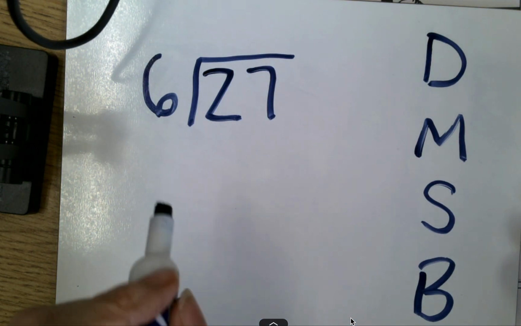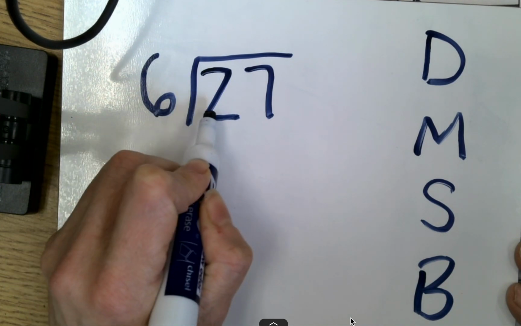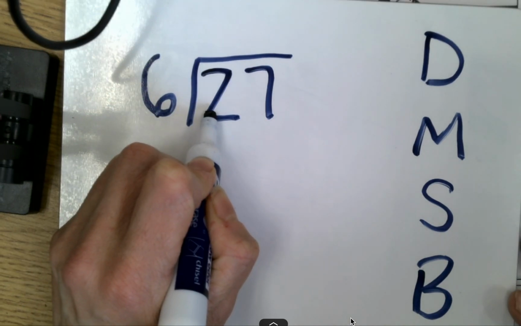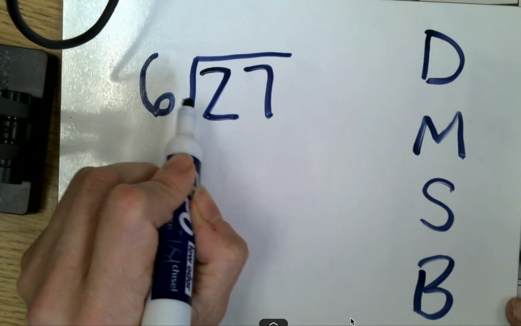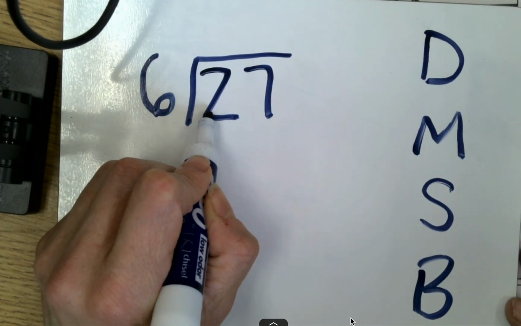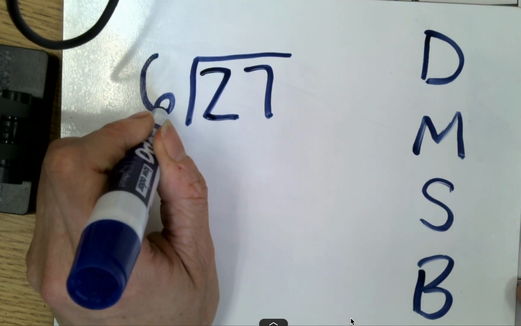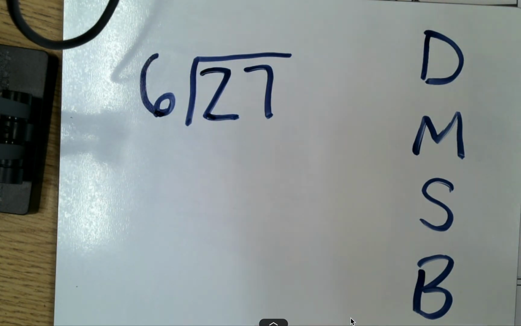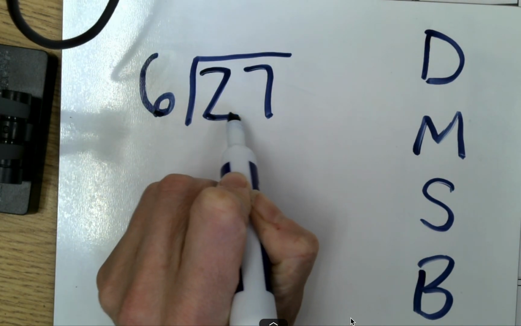And always we ask ourselves, does the 6 fit into the 2? Absolutely not. In order for a number to fit into another number, it has to be bigger or equal to that number. The 2 is smaller or less than the 6. Okay? If you wear a size 6 shoe, you cannot fit your foot into a 2. No way. So then we're going to go over to the 7.